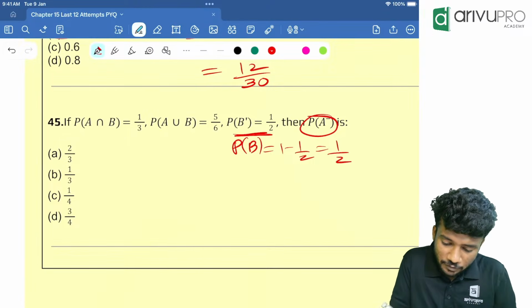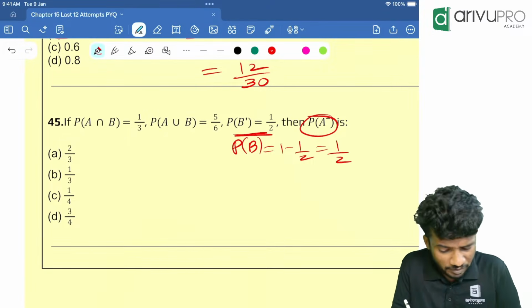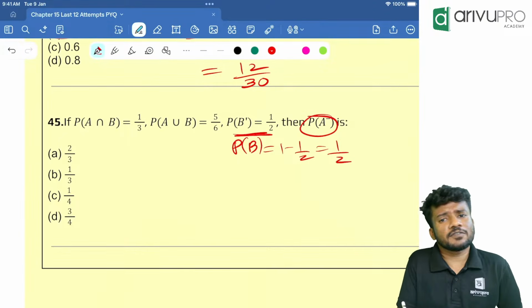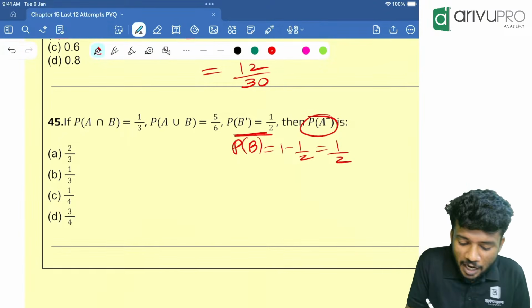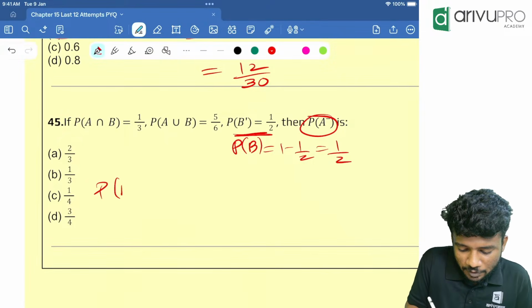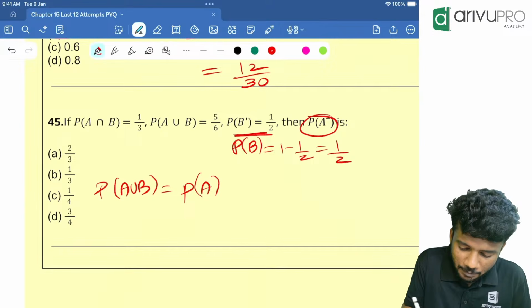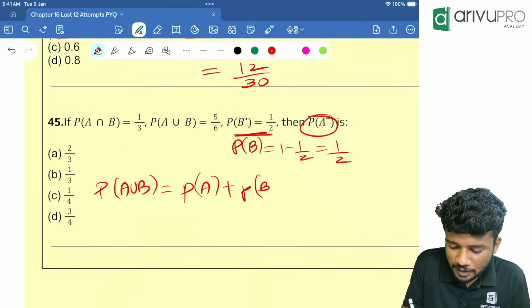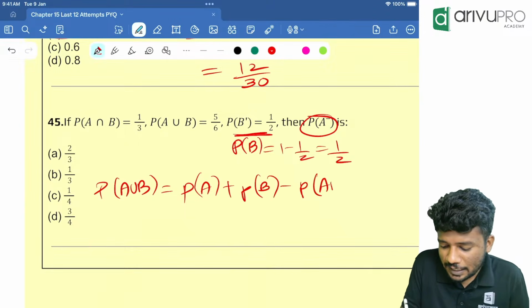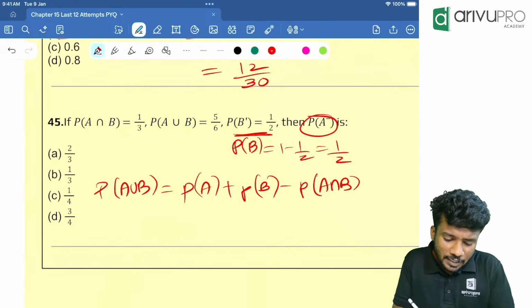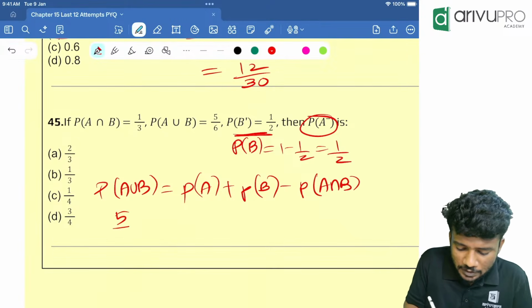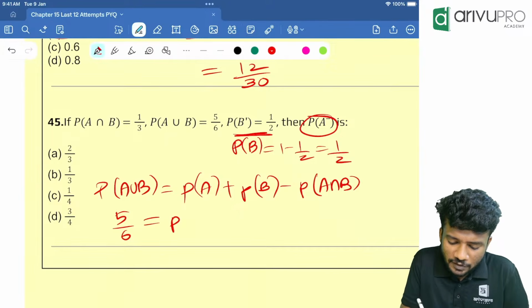Now people, we need to find A complement. Okay, we will find it. It is very easy to find. Before that, we need to find the value of P of A. How will you find P of A? We know that P of A union B is nothing but P of A plus P of B minus P of A intersection B. So P of A union B is how much? 5 by 6, which is equal to P of A we need to find.